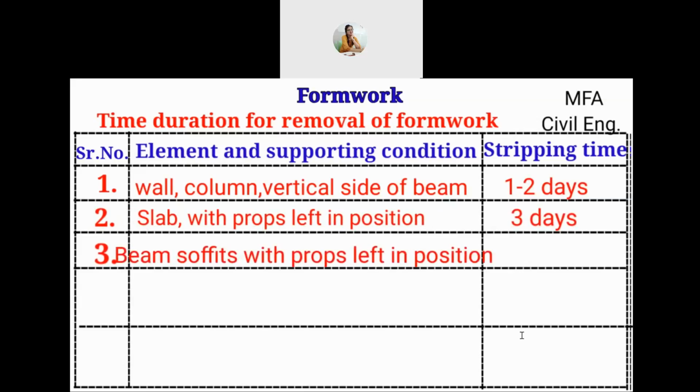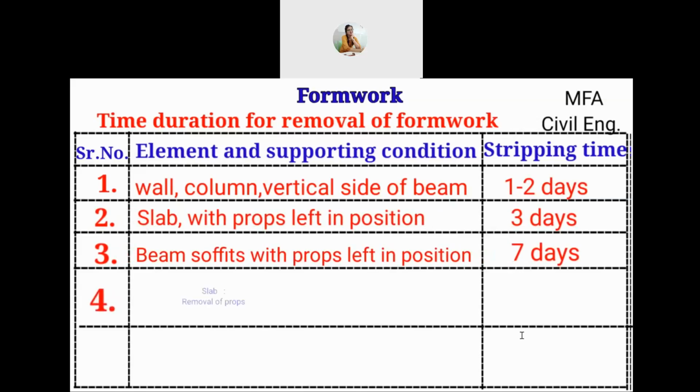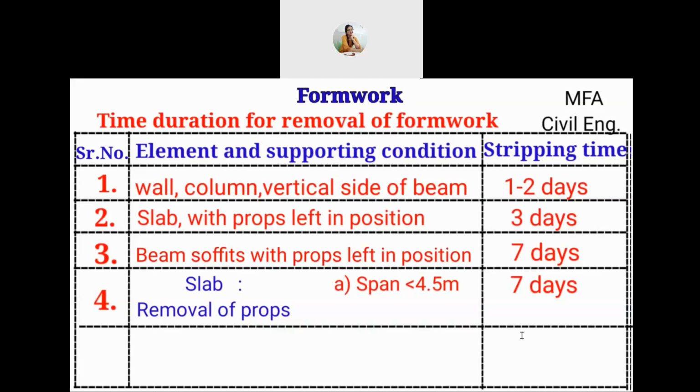For beam soffit with props left in position, the formwork can be removed after 7 days. For the slab removal of the props, if the span of the slab is less than 4.5 meter, then the formwork is removed after 7 days. And if the span width is more than 4.5 meter, then this formwork is removed after 14 days of concrete placing.